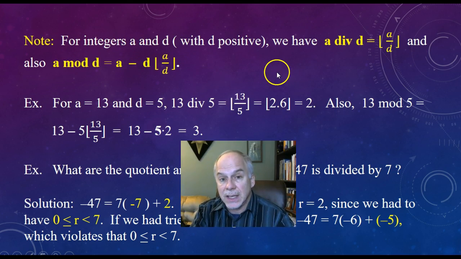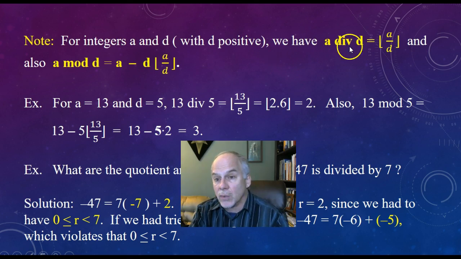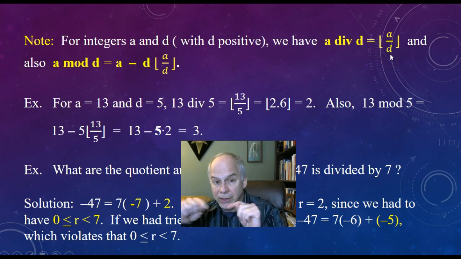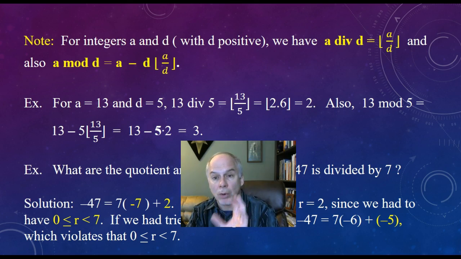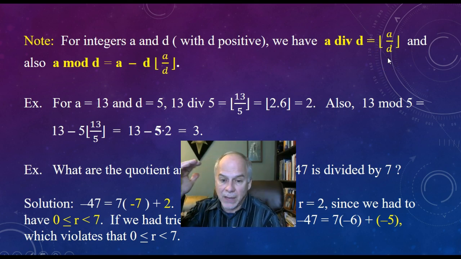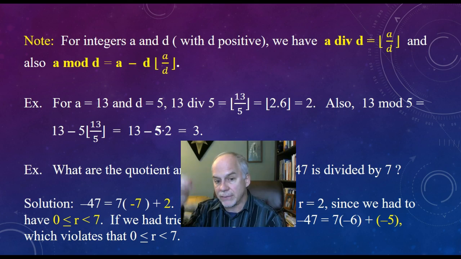For integers a and d, with d being positive, we have a div d is the floor function of a divided by d. All right, that will give the quotient, which is a div d. So the floor function of a divided by d. So for example, if a was 23 and d was 5, 23 divided by 5 gives you 4 point something, and so you round that down, it would be 4. So it gives the quotient.